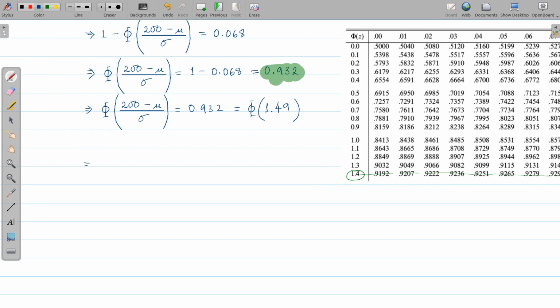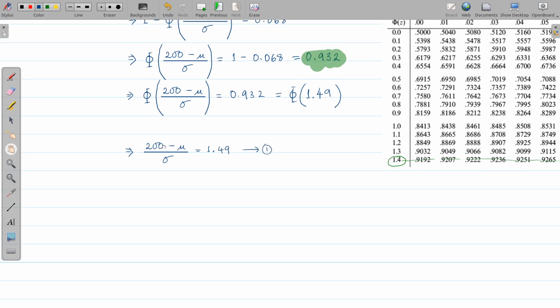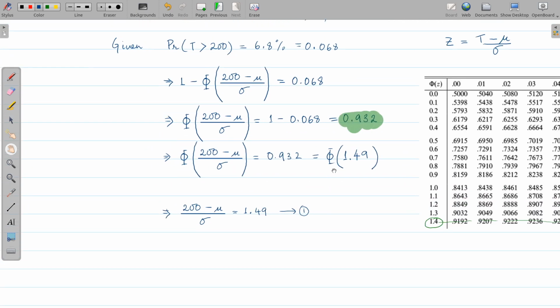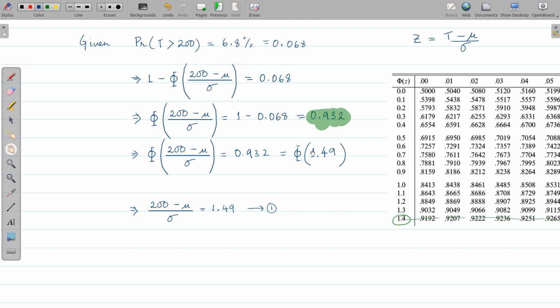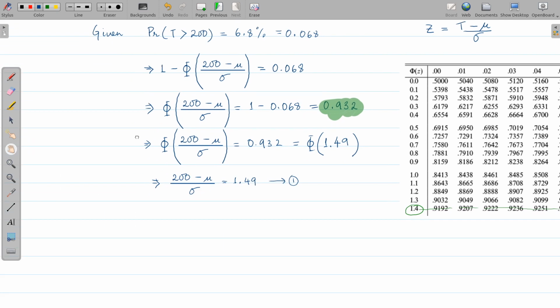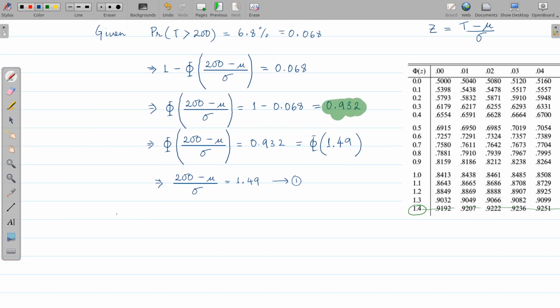This implies that whatever is the argument in both the cases must be the same. It means this should be equal to 1.49. Let's call this equation number 1. Is this clear, everyone? Is this understood? Make sense how I got this? Can I proceed? Okay.